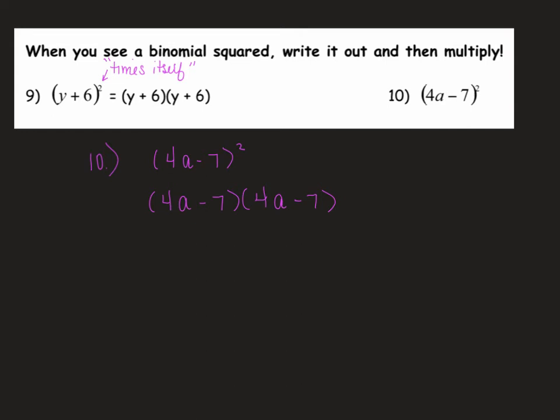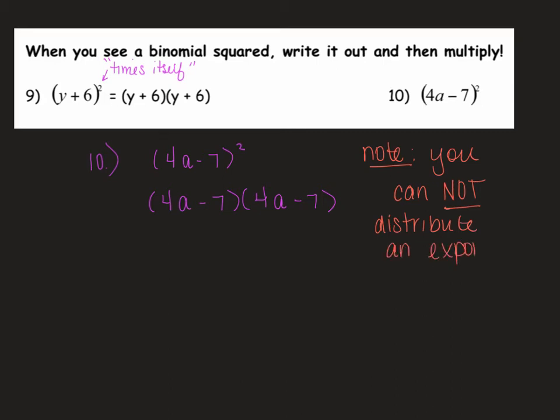So I'm actually going to write this in red, and I want you guys to make sure you write this down. You cannot distribute an exponent inside of parentheses. Okay, so more often than not, people usually will just square the 4a and square the 7, but that's really not the case here. You're going to see that it would not give you the correct answer.